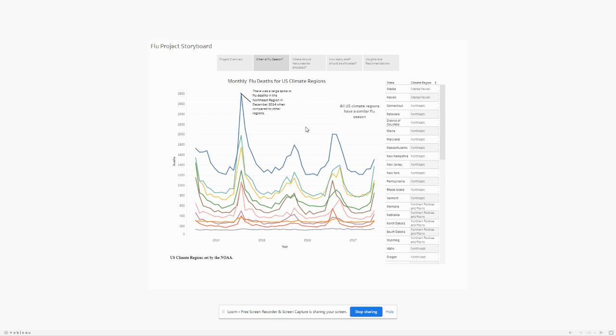When is flu season? Based on historical data provided by the CDC, a line chart was created to display flu deaths on a monthly basis in U.S. climate regions determined by the National Oceanic and Atmospheric Association. As the visualization clearly shows, there is a clear trend annually where influenza deaths increase in each region.